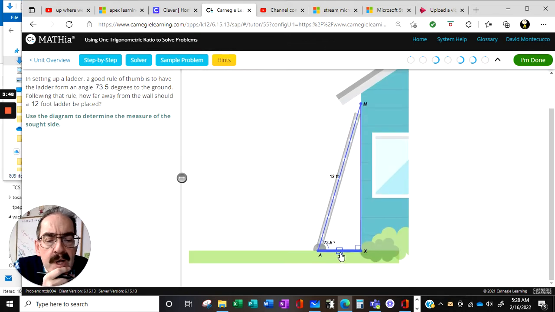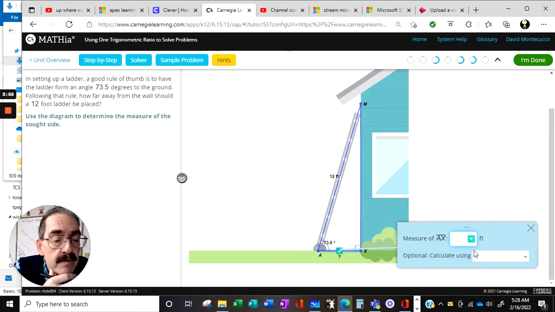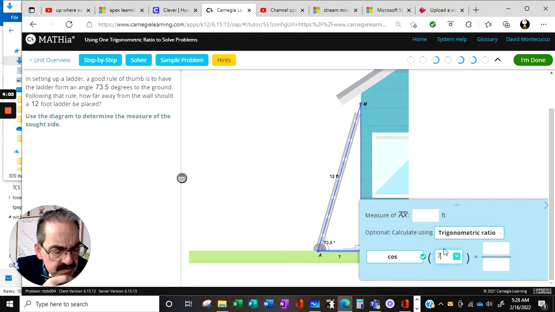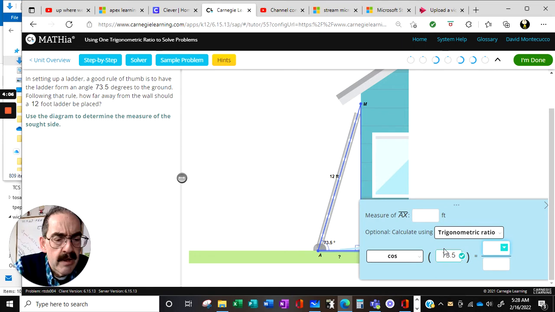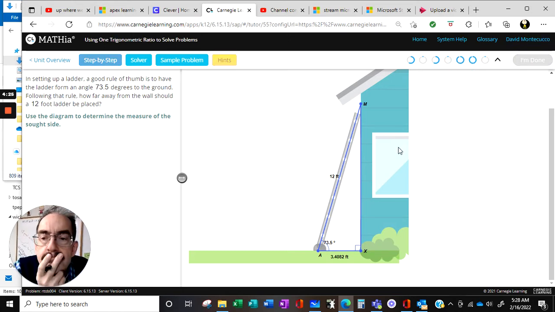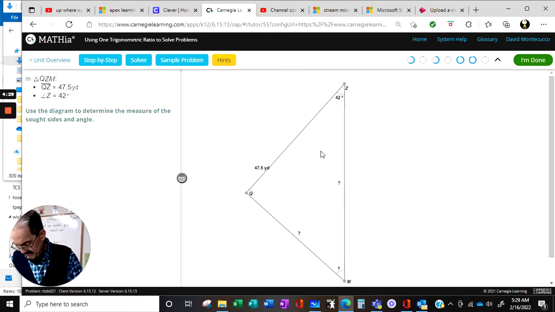All right, so we want to know how far the ladder is from the house. So we have the adjacent over the hypotenuse. That's cosine. So a trigonometric function is going to be the cosine, and it's going to be 73.5 degrees. Now this one is going to be x over 12. So it'll be 12 times the cosine of 73.5 degrees. Okay, so the ladder, we got tan 23 degrees equals x over 12, right?